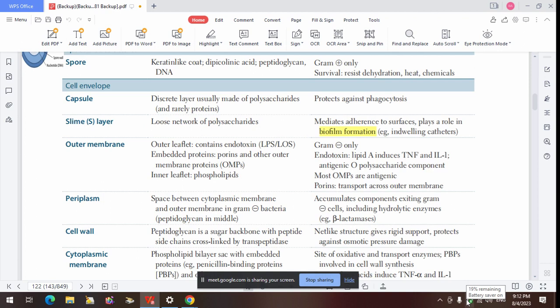Now, we know that in the bacteria we have penicillin binding protein. Penicillin binding protein is within the cytoplasmic membrane of the bacteria. And what does it do? It helps to form the cell wall of the bacteria because it has transpeptidase activity. It can cross-link the peptides to form the cell wall.